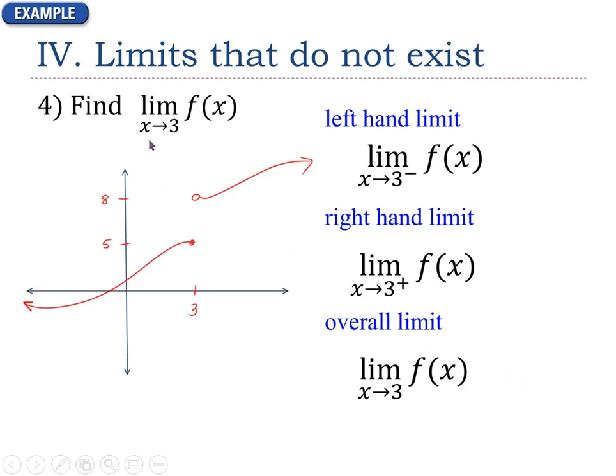So here's an example. Here's our graph. We've got a gap here, or a jump, and we're looking for the limit as x approaches 3 of this function. So I'm looking at the left-hand limit, the right-hand limit, and then the overall limit. The limit as x approaches 3 from the left, that's what that little negative sign means, is going to be 5. The limit as x approaches 3 from the right is 8. Since these are not the same, the overall limit does not exist.